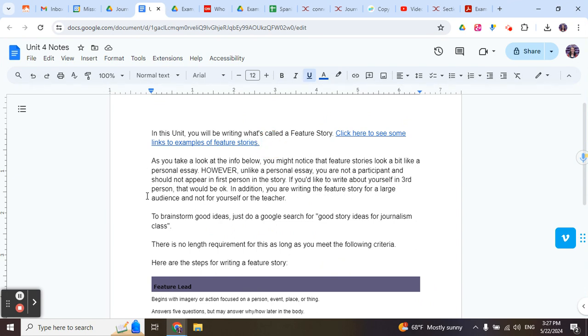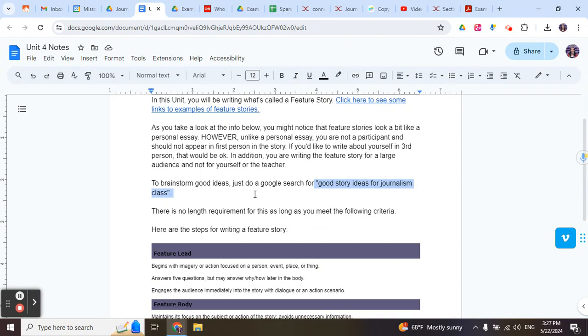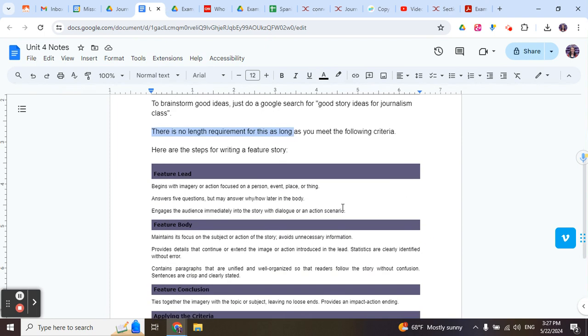Okay, so when you write your story, and again, it can be on anything you want, think of an idea that you'd like to write about. If you're really having trouble coming up with good ideas, just do a Google search using these terms here or any other ones that you can think of. As soon as I typed in good stories, ideas for journalism class, there were like 50 or 60 just in my first search alone. So there's no length requirement for this as long as you meet this criteria.